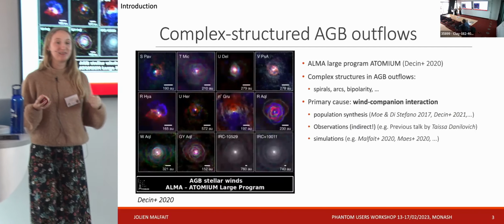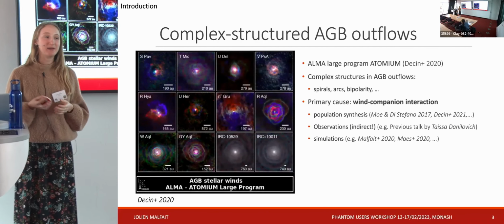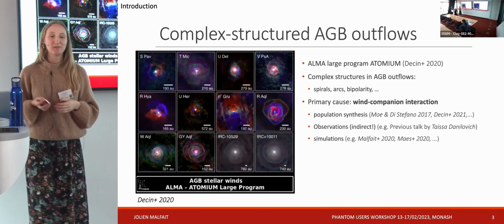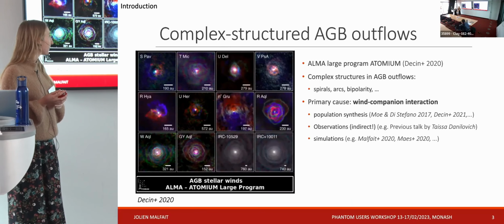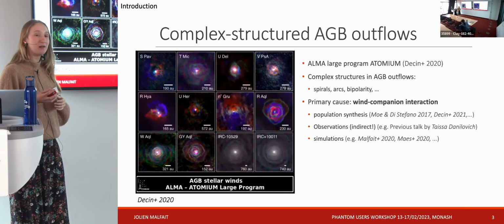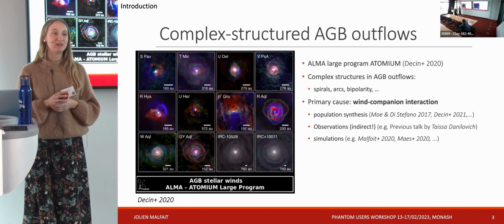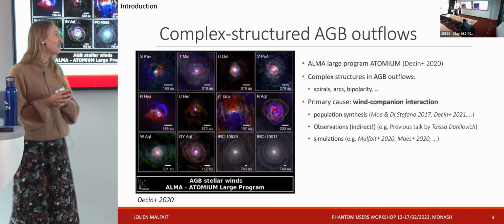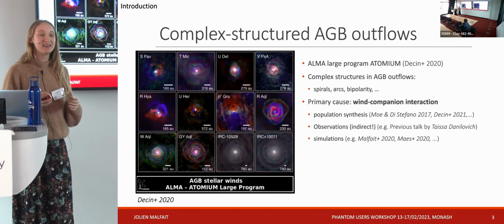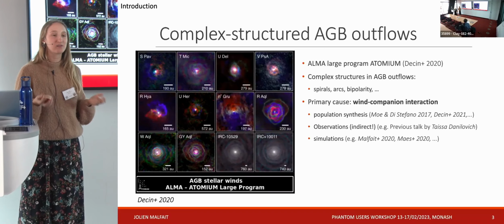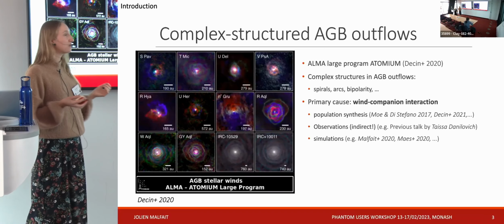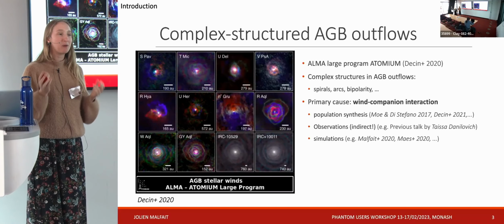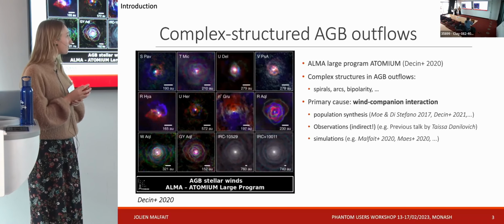So to understand these post-AGB stars and planetary nebulae better, we should also study the outflows of these AGB stars better. And this is also what we're doing with the ATOMIUM Large project, where we have ALMA observations of a sample of 14 AGB stars. You can see them here, the same ones as Thaisa showed before. And you can see that indeed these outflows are not spherically symmetric. All of these outflows harbor complexities such as spirals, arcs, bipolarity, and some we also see disks.